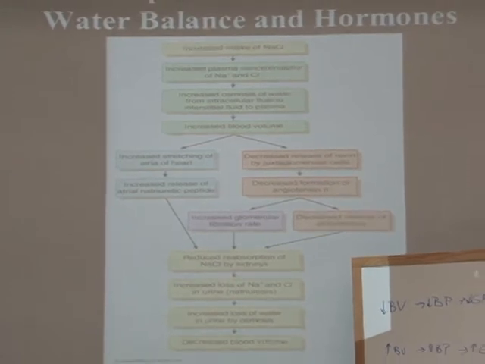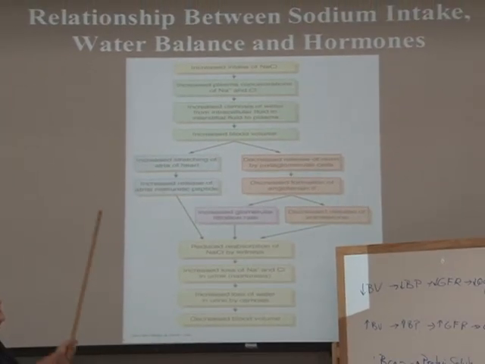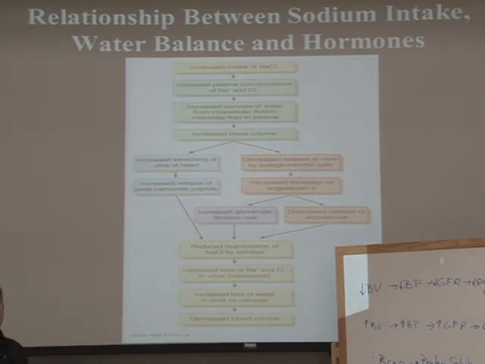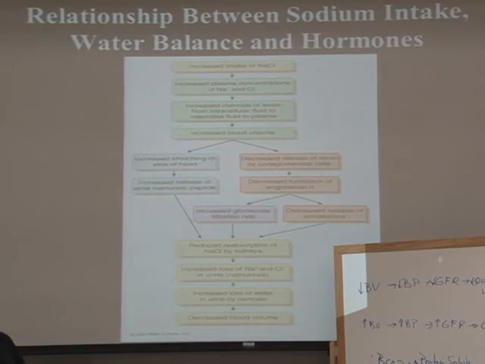this is kind of an interesting scenario, and it's looking at electrolytes. So if you start at the top, all of these assume that we're moving out of homeostasis. So the mechanism is increased intake of sodium chloride. So you, for some reason, have lately had this craving for salt. And potato chips aren't salty enough, so you salt your potato chips.